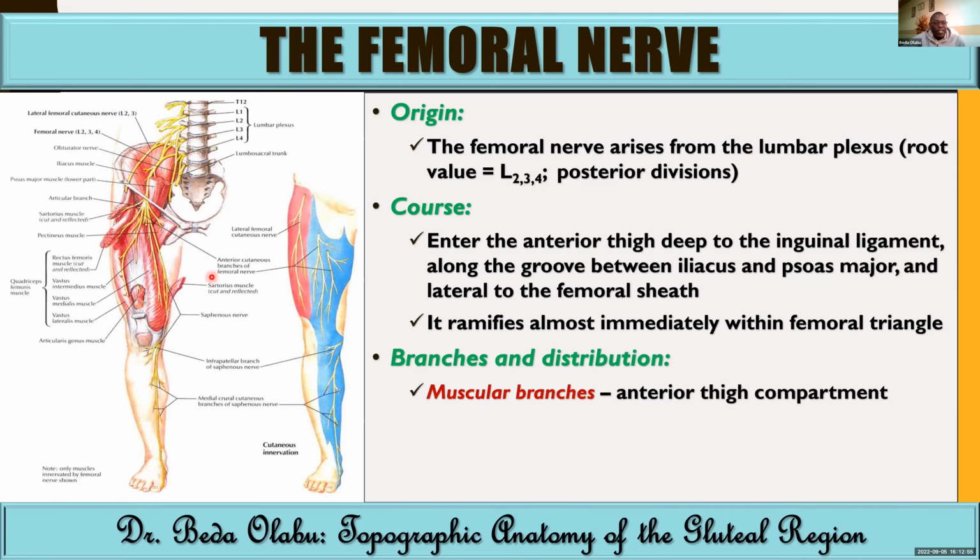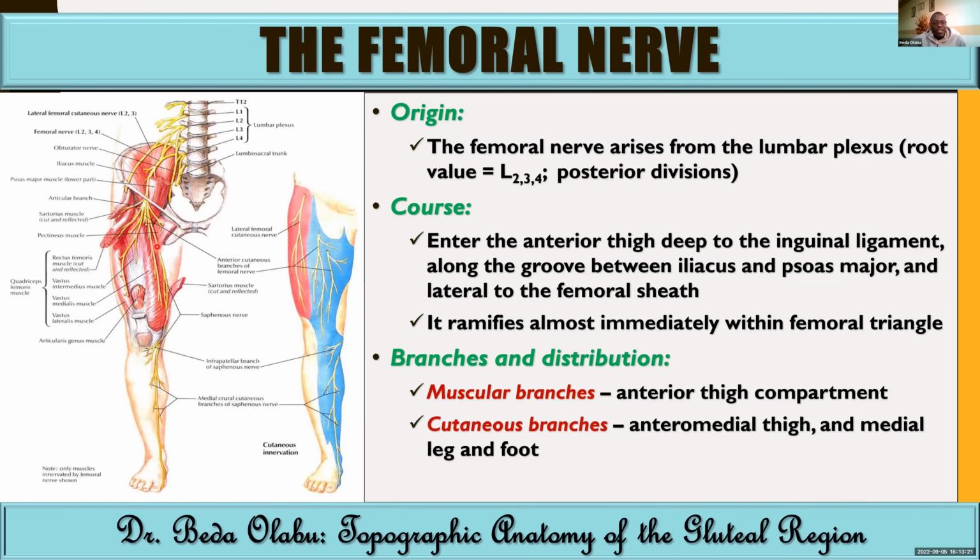The muscular branches are branches given to the muscles of the anterior thigh. There are several muscular branches of the femoral nerve given at its ramification. Most of these nerves are not named though, but remember we'd mentioned one called the nerve to vastus medialis, which is also a content of the adductor canal.